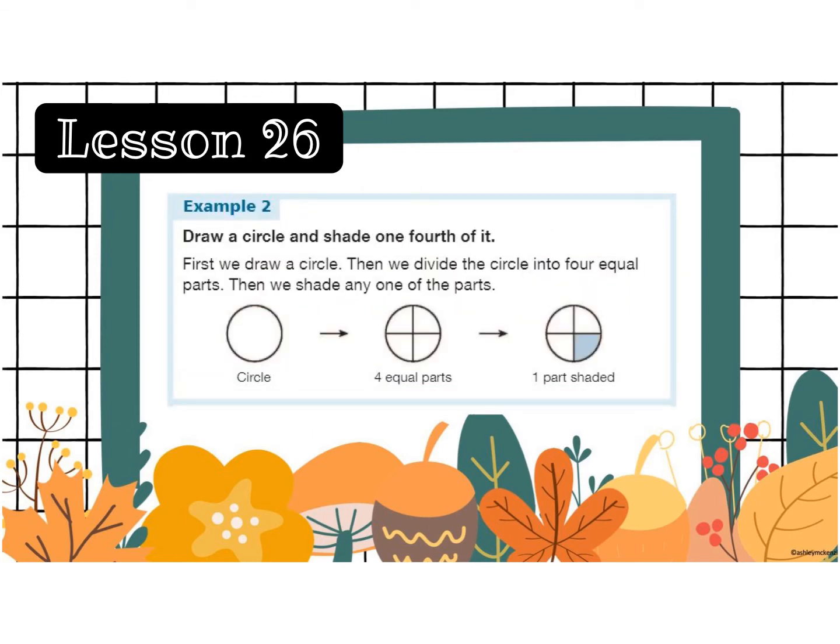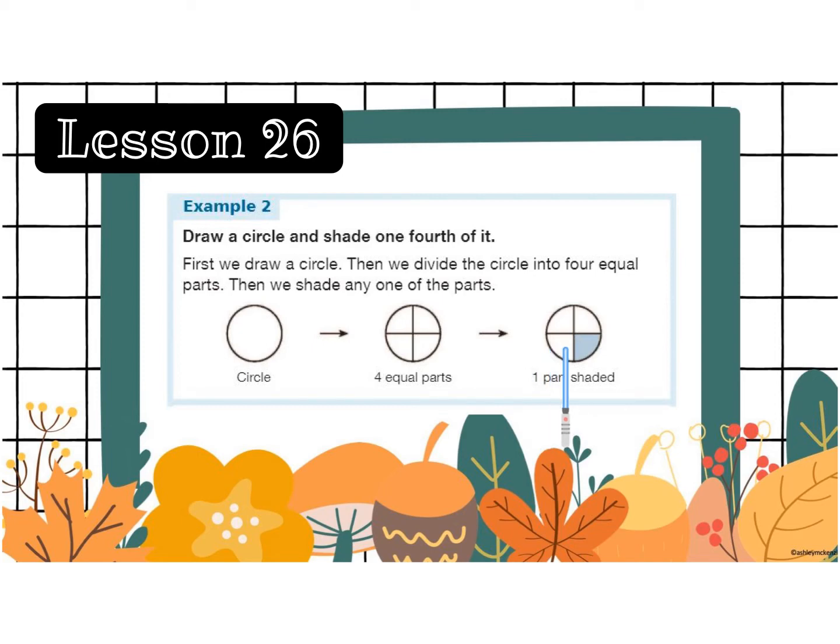Okay, draw a circle and shade 1/4 of it. If I asked you to draw a circle and shade 1/4, you would start with a plain circle. You would have to split it up into 4 equal parts, kind of like a pizza, how they take a pizza cutter and roll it straight in half, then cut it in half again. And then if you shaded 1/4, it would look something like this.